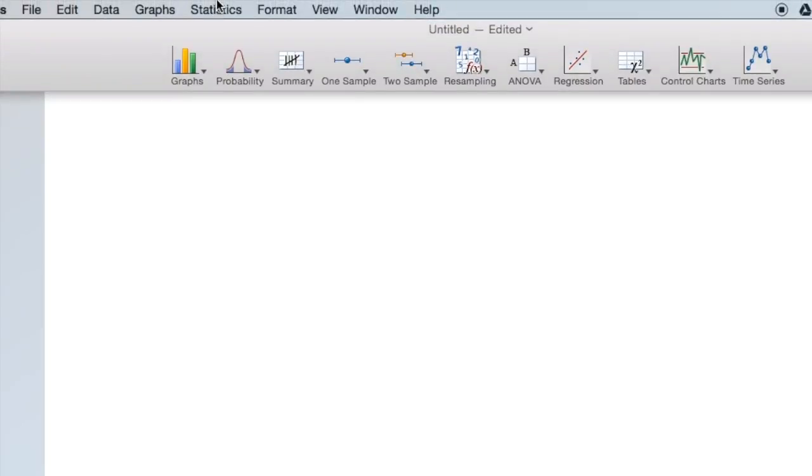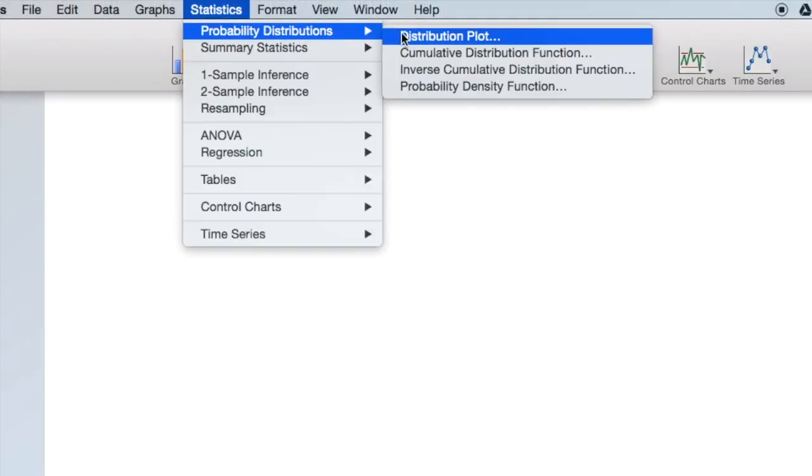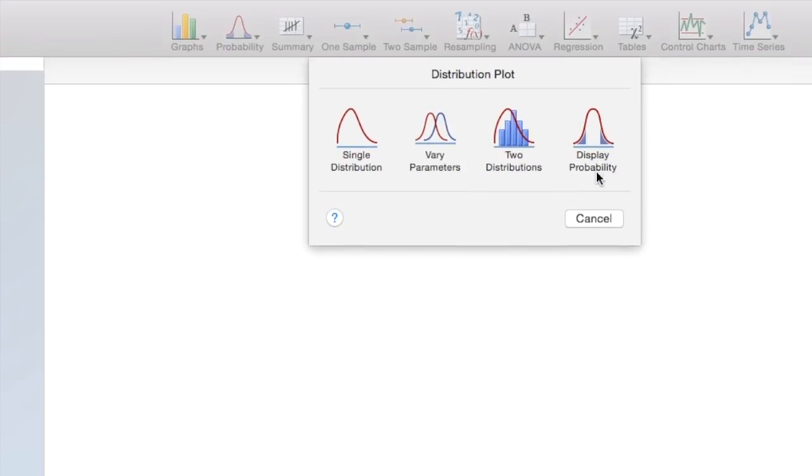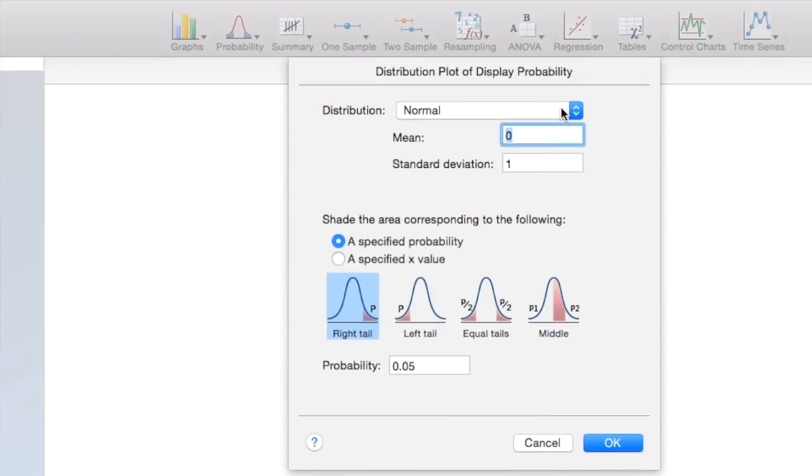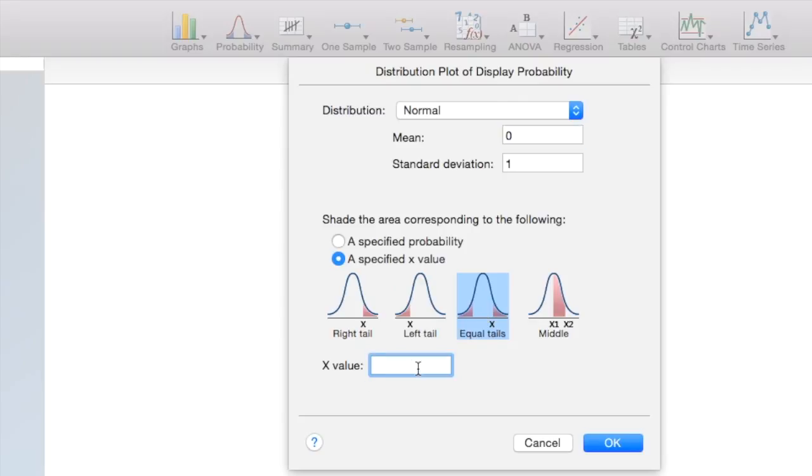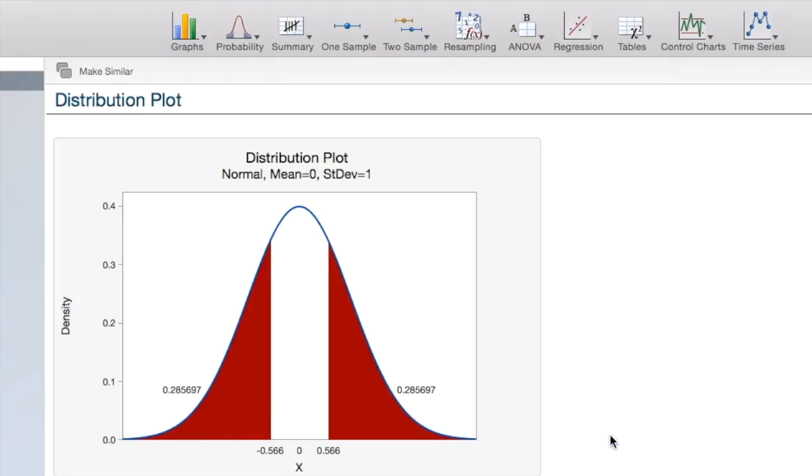Here in Minitab Express, I'm going to construct a probability distribution plot. I want to display the probability on a normal distribution. Recall, a z-distribution is a normal distribution with a mean of 0 and a standard deviation of 1. We have a z-value, and we have a two-tailed test. Our z-test statistic was negative 0.566. This will give us a probability distribution plot of a z-distribution, shading in the region that is more extreme than a z-test statistic of 0.566.